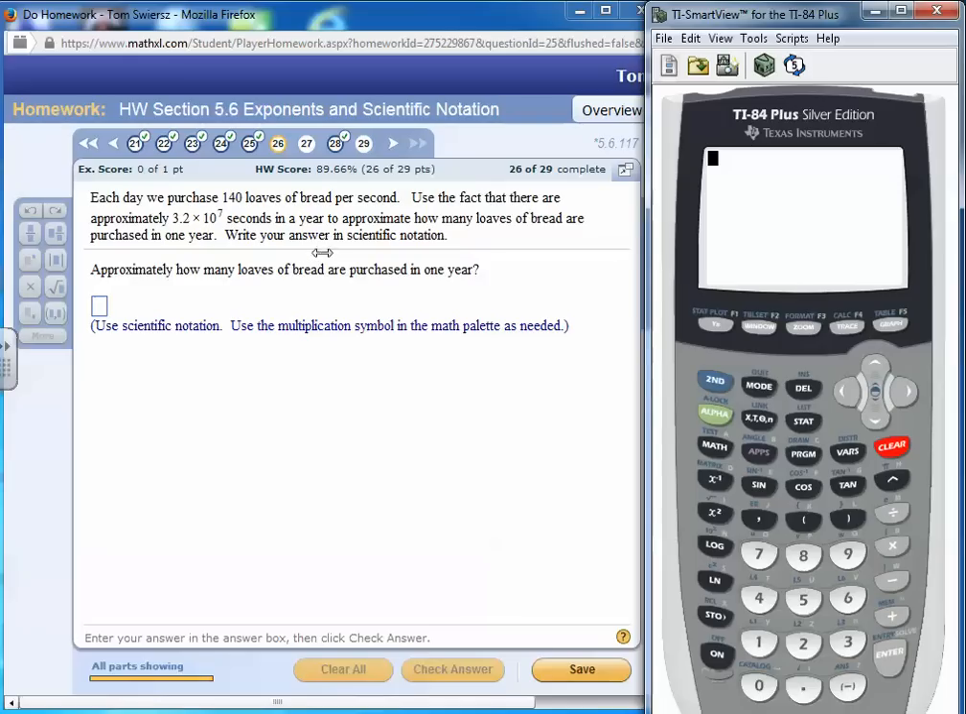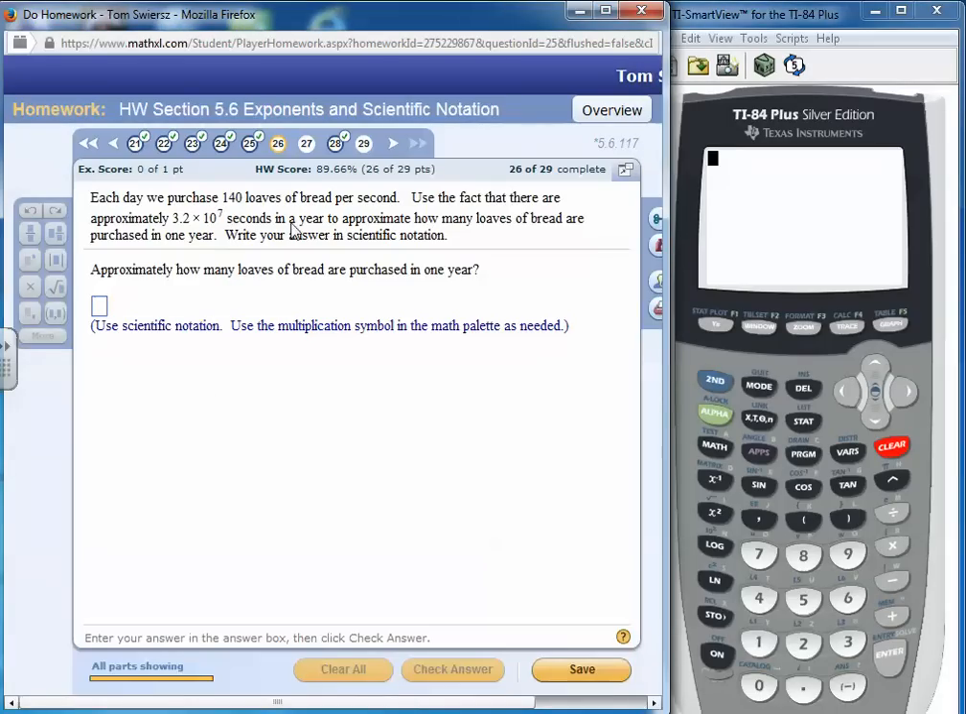Number 26, each day we purchase 140 loaves of bread per second. Use the fact that there are approximately 3.2 times 10 to the 7 seconds in a year to approximate how many loaves of bread are purchased in 1 year. Write the answer in scientific notation.